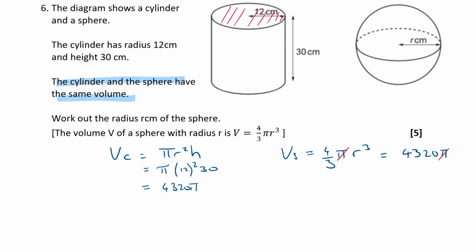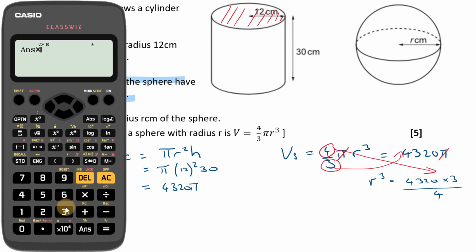Okay, I'm going to cross multiply. I'm going to multiply both sides by 3. That will have the effect of moving that 3 up there, and I'm going to divide both sides by 4, which will have the effect of moving that 4 down there. So I'm going to get r cubed is equal to 4320 times 3 divided by 4. Okay, so I'm going to tap that into the calculator. 4320 divided by 4 times by 3. That comes out to be 3,240.